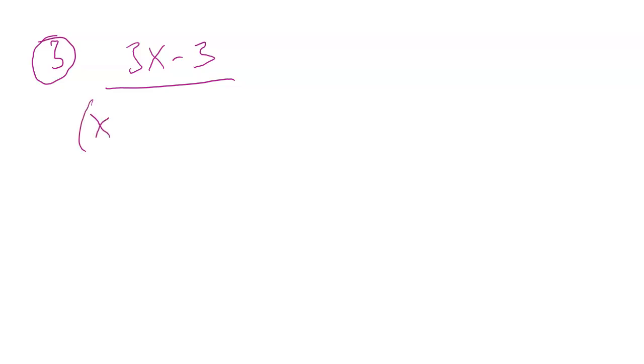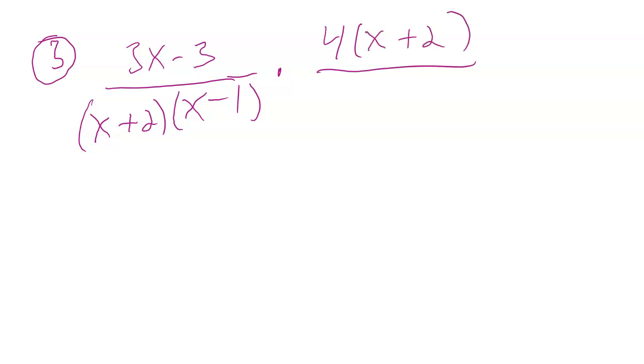All right, number 3. I get 3x minus 3 over, I'm going to go ahead and factor that bottom. That's x plus 2, x minus 1. I don't know why I didn't factor the top, but too late. I'm going to factor this top, 4 times x plus 2. I'm going to factor the bottom, 6 times x plus 3. If I did that right, looks good to me.